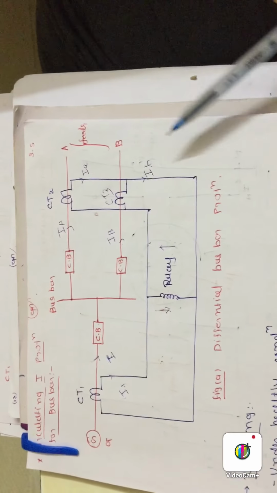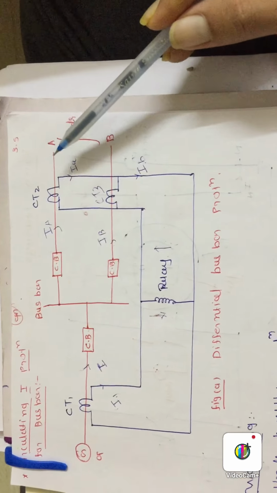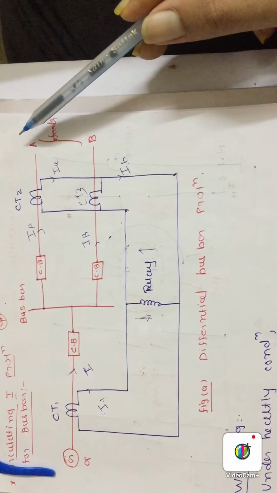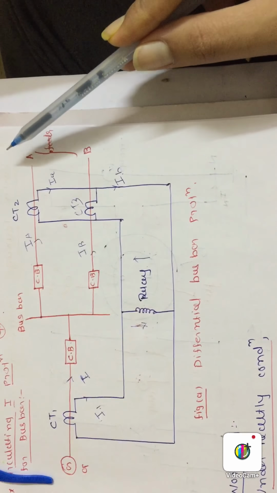So this is the very simple circulating current protection for bus bar. Okay, thank you.